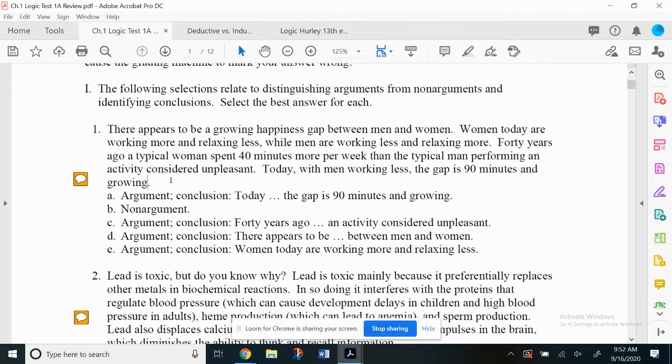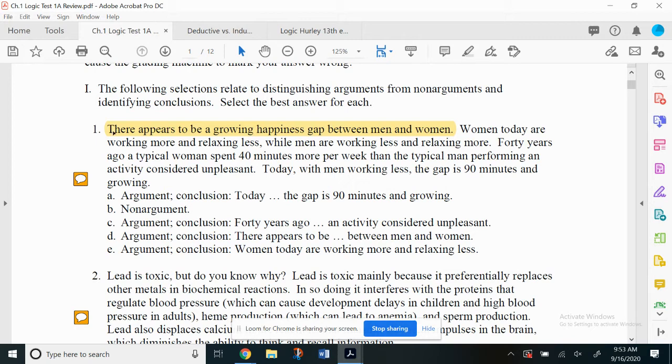for those of you that are still working through this, you could push pause and think about it on your own. But I will give you the answer, and it is D. So basically, right here, there appears to be a growing happiness gap between men and women. That's the conclusion, and everything else below it is supporting this. Meaning a growing happiness gap, meaning the happiness between men and women is getting less and less, because this is making the argument that, right in the first statement, this is support for this. Women are working more and relaxing less. So women are working harder and they're less happy than men. So anyways, that's the conclusion, and it is an argument because all of this supports that first statement.